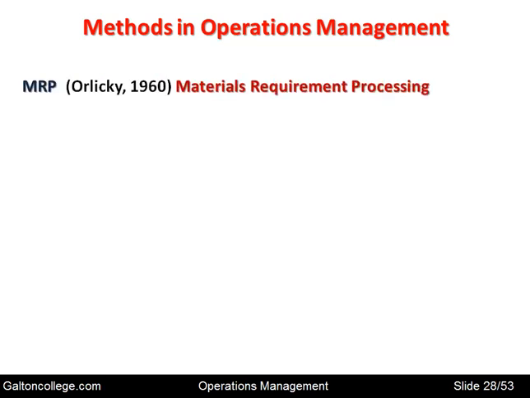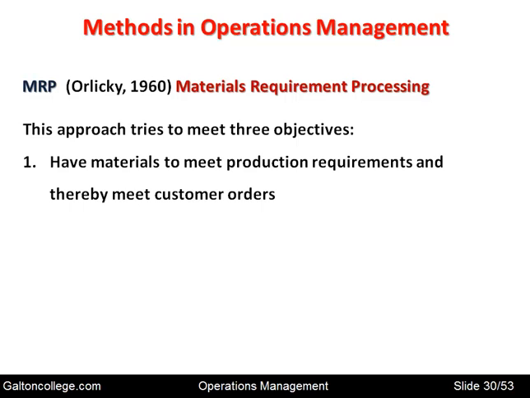The material requirement processing. Well, this approach tries to meet three objectives. Have materials to meet production requirements and thereby meet customer orders. So that's really an essential requirement. Material requirement processing must try to ensure that the materials meet the production requirements, and the production requirements, of course, are aimed at meeting customer orders.